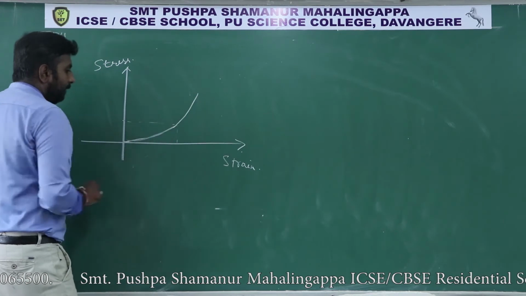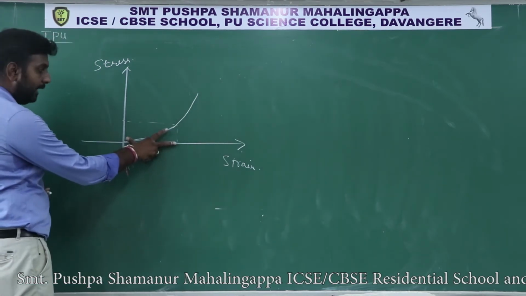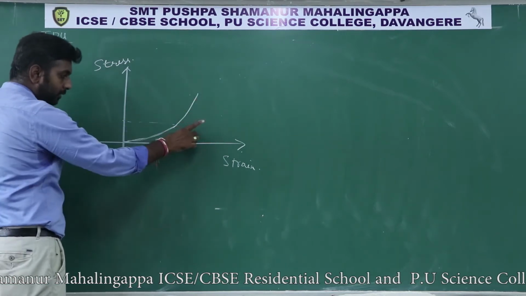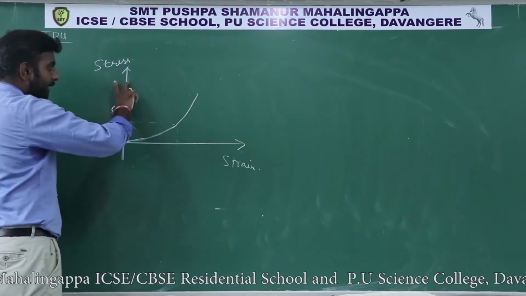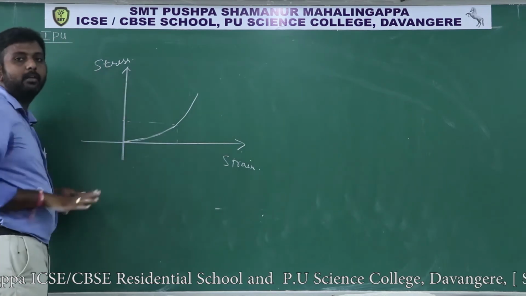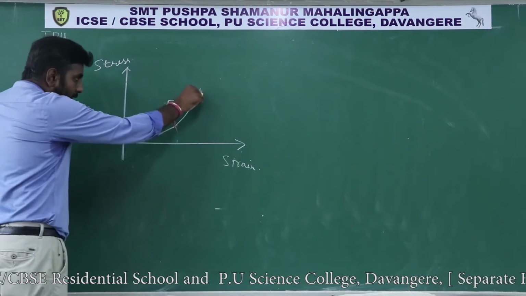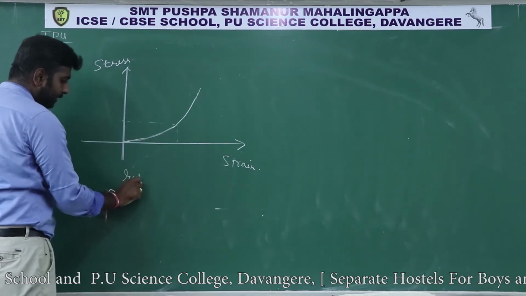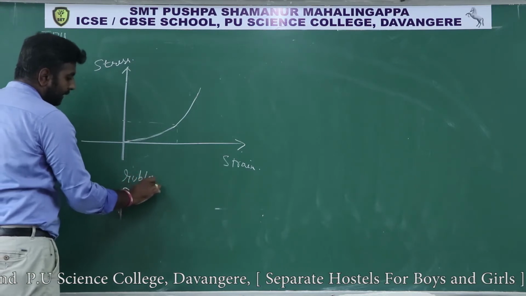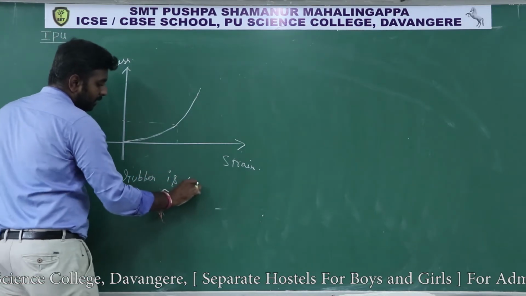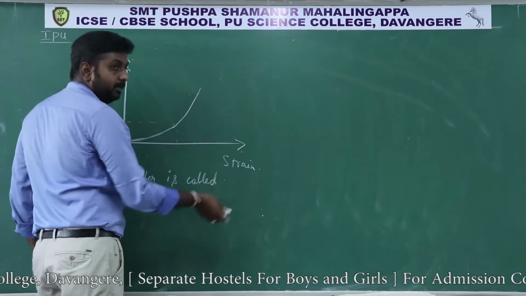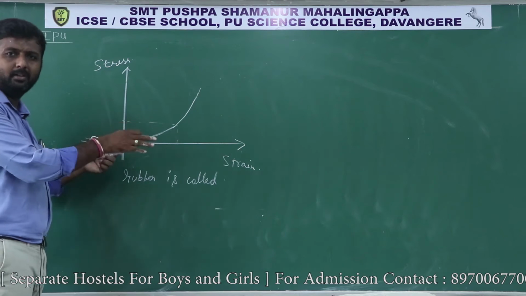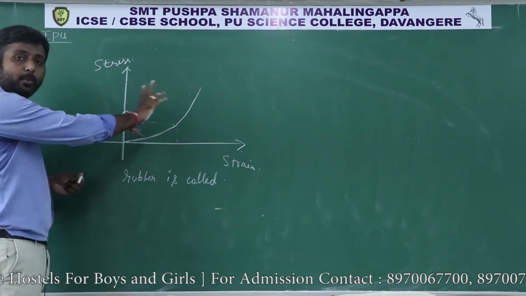So here in the graph you can see, for this much strain you need very small stress. Then for this small amount of strain you need a very large amount of stress. So this is the graph for, you can consider, rubber. Rubber has this property: for small stress, most of the region is not obeying Hooke's law.